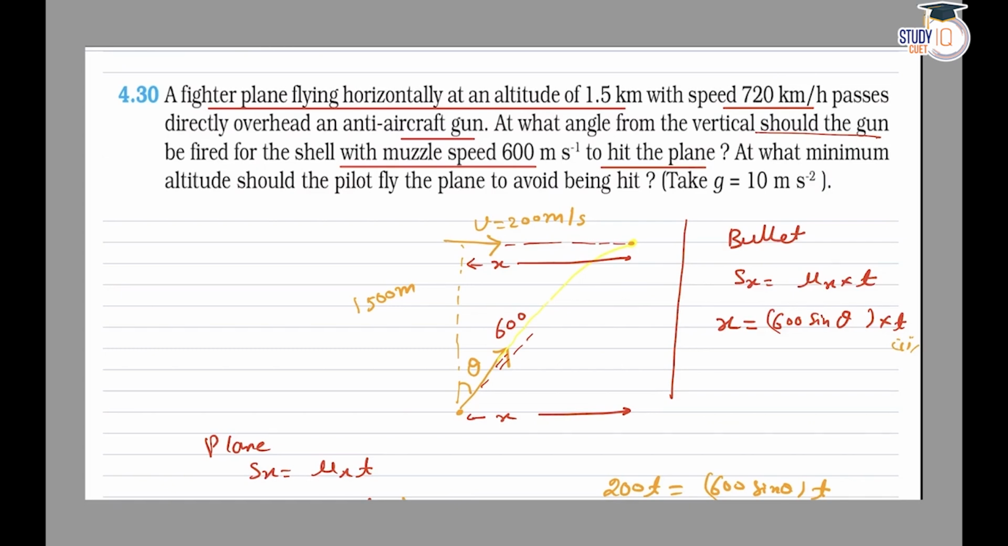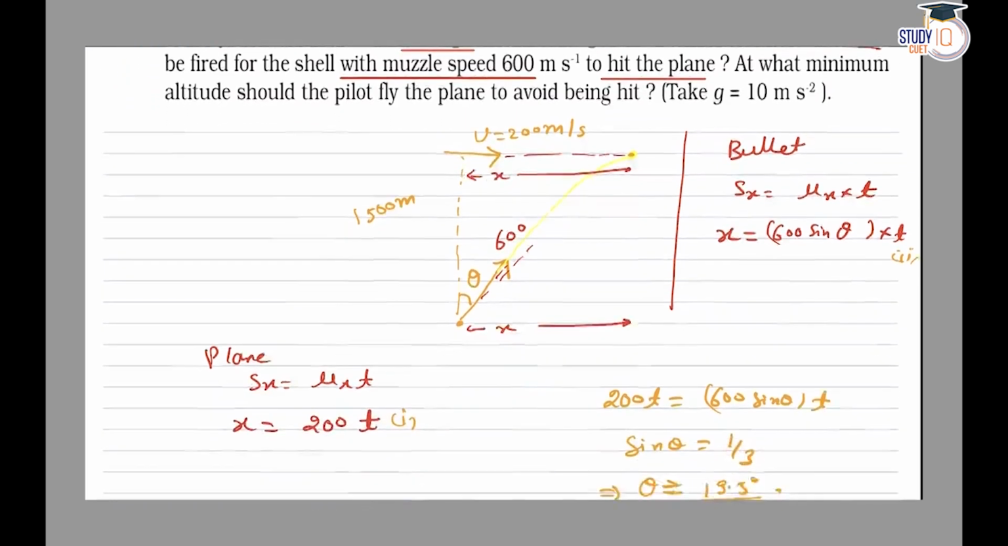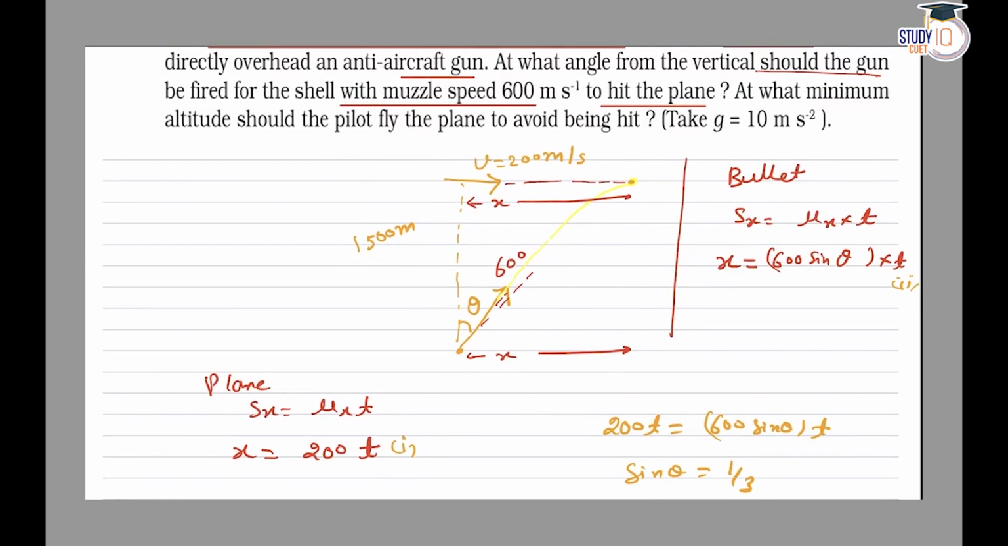And when sine theta is equal to 1 by 3, this implies that theta is equal to 19.5 degree. So we have 19.5 degree, which is our first part. So at what angle from vertical should the gun be fired? So theta is equal to 19.5 degree from vertical.